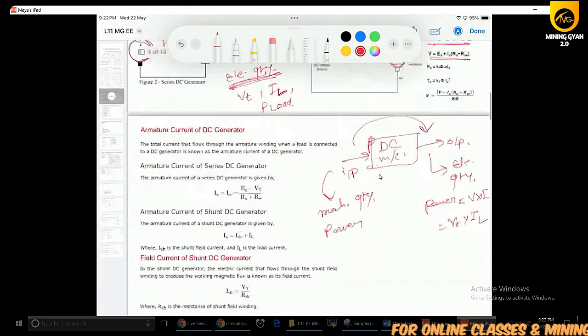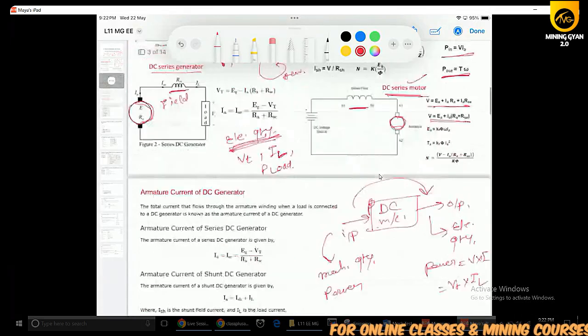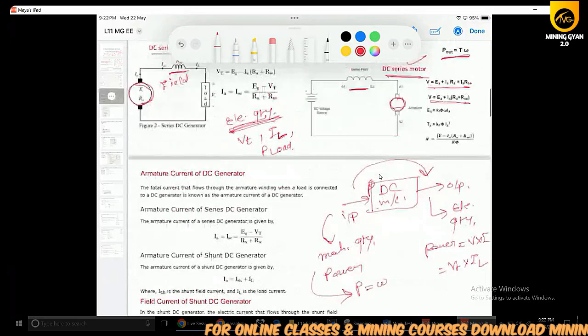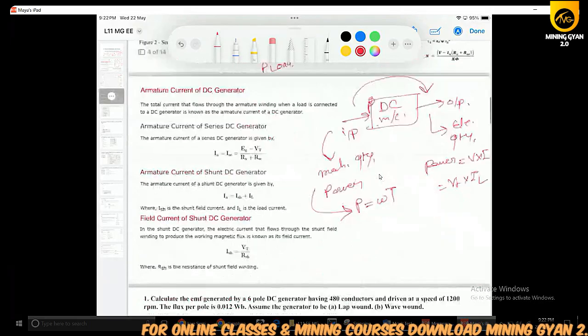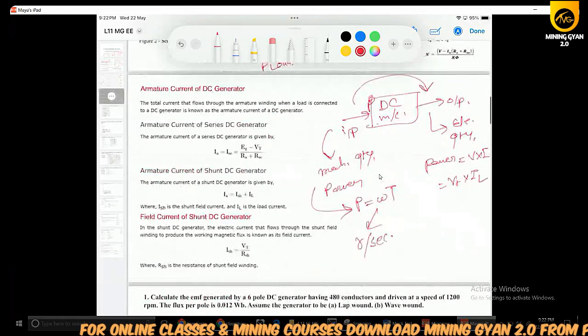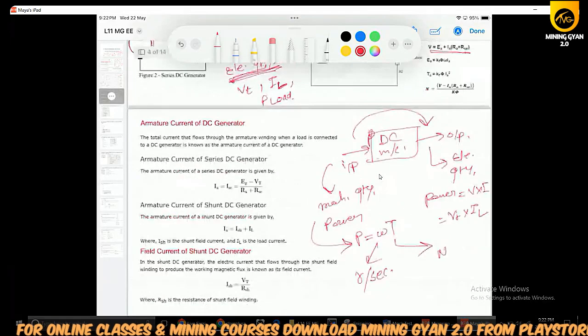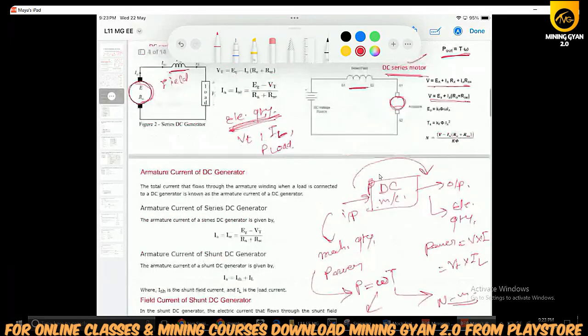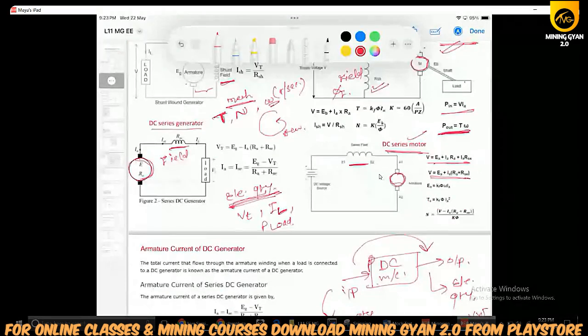But at this side, how to calculate the mechanical equivalent power? So P equals omega into T. What is omega? Omega is measured in terms of radian per second, and torque will be measured in terms of Newton meter. Okay, so these two quantities are mechanical quantities, and hence you can calculate the power as omega into T, right?